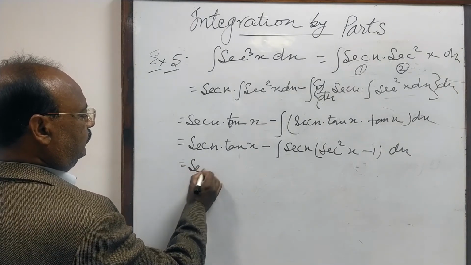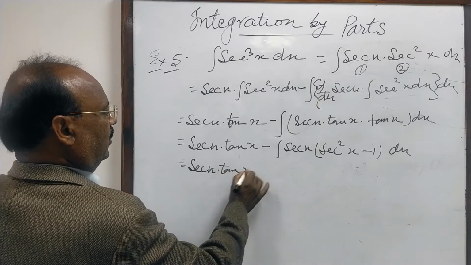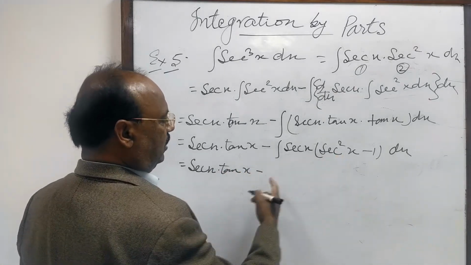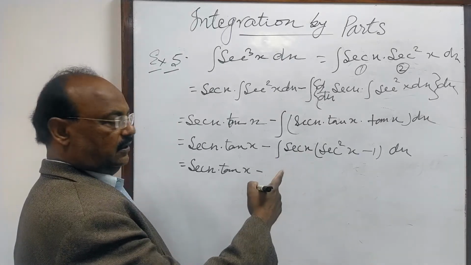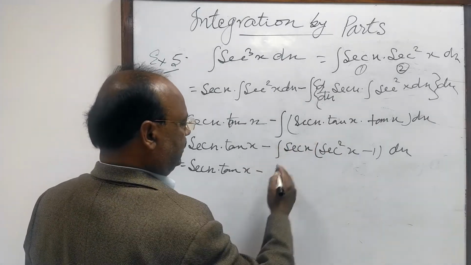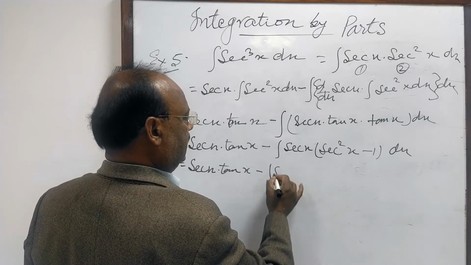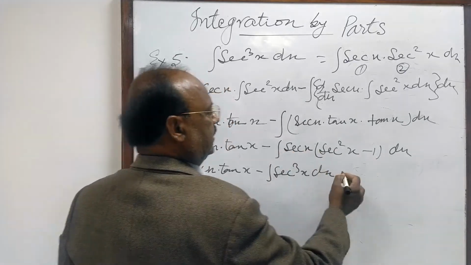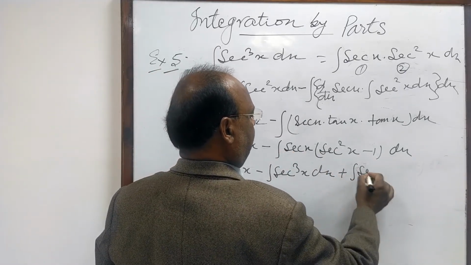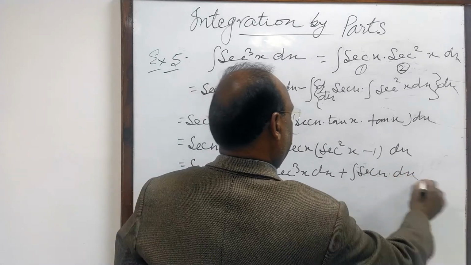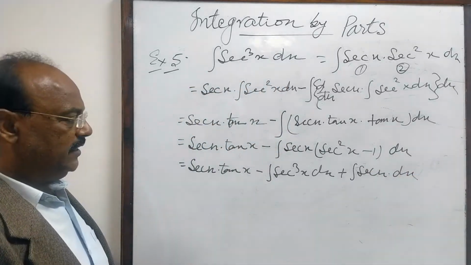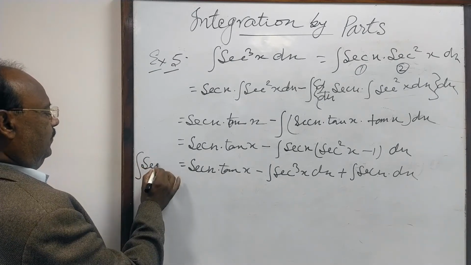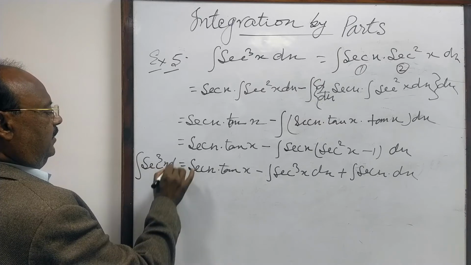And this is equal to sec x into tan x minus, you see there are two terms, so integral can be written term wise, minus integral of sec cube x dx minus minus plus integral of sec x dx. I hope you have understood it. This is value of integral of sec cube x dx.